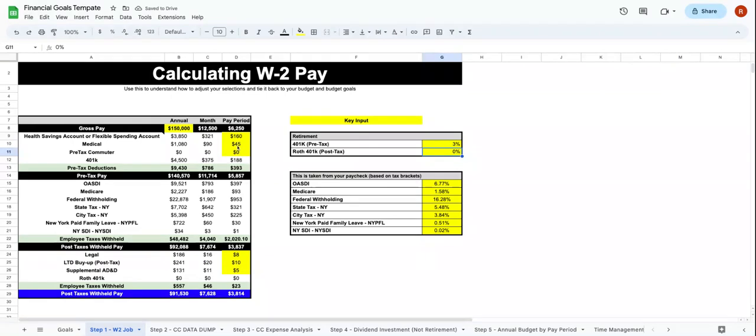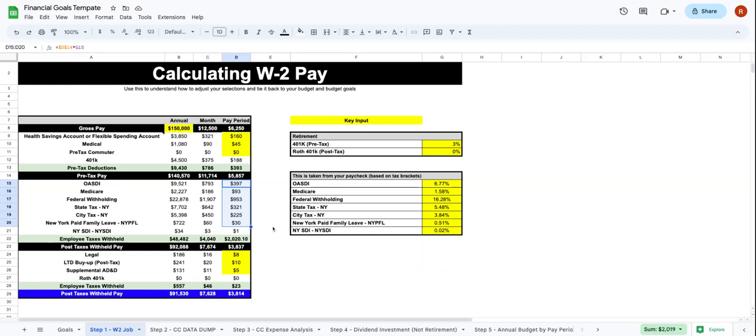So you key in these numbers: your health savings account or flexible spending account, your medical, your pre-tax, if you have commuter benefits or whatever have you. So you're starting off before anything is taken out. So your 150 divided by your 26 pay periods, projecting twice a month, here you have your 6250. So you're taking out all of these pre-tax numbers, and here you have 58, 57.